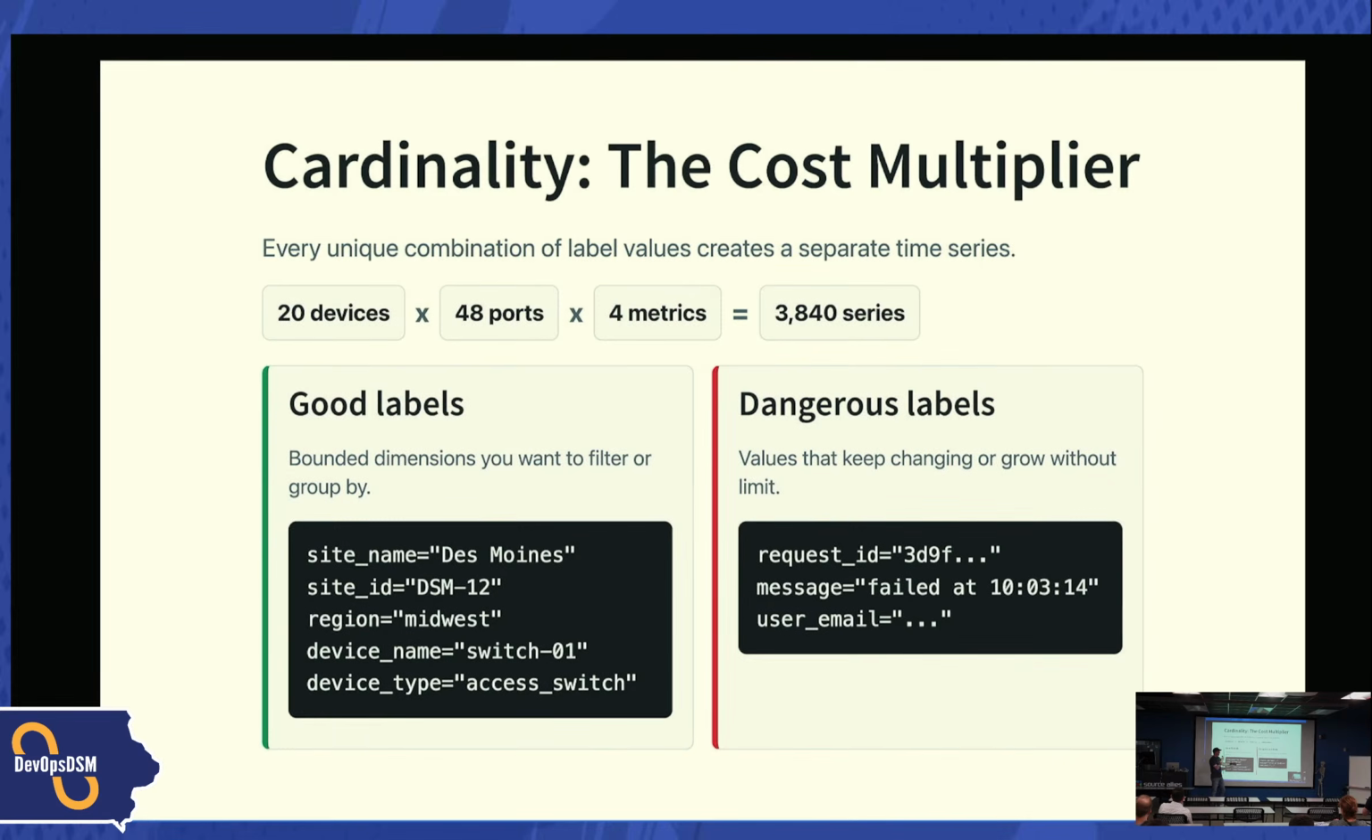But just imagine if the message that came back included a timestamp. Now every time you write a value to that message label, it's going to be a new series, and that's just going to blow up your cardinality. So something like that is something to watch out for.